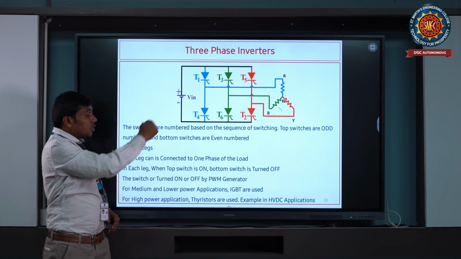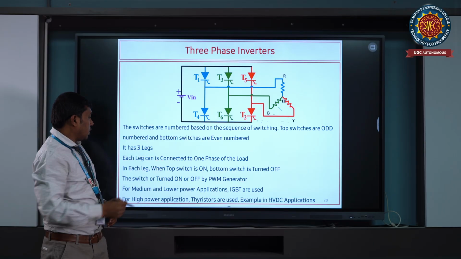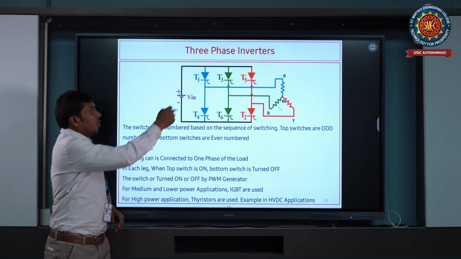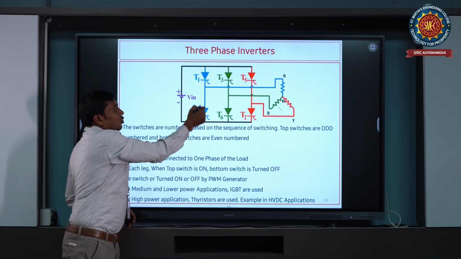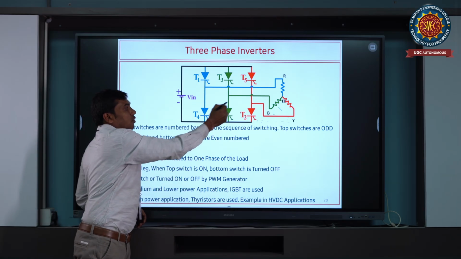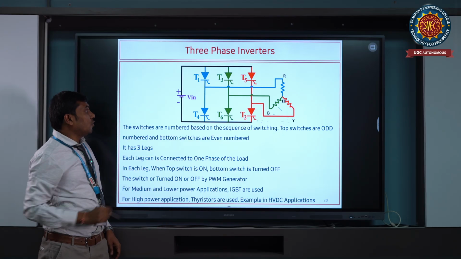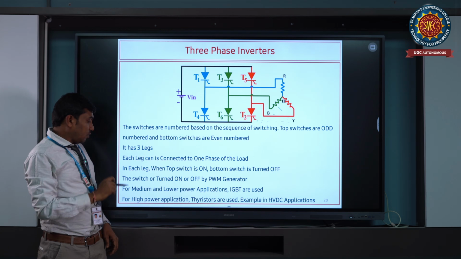Okay, and these are three leg switches, because we have different types of inverters. Each leg is connected to one phase. You can see T1 and T4 is one leg, and it's connected to the R phase. Similarly, T3 and T6 is one leg, which is connected to the B phase, and T5 and T2 are one leg, which is connected to the Y phase. Okay, RYB is a three-phase system.